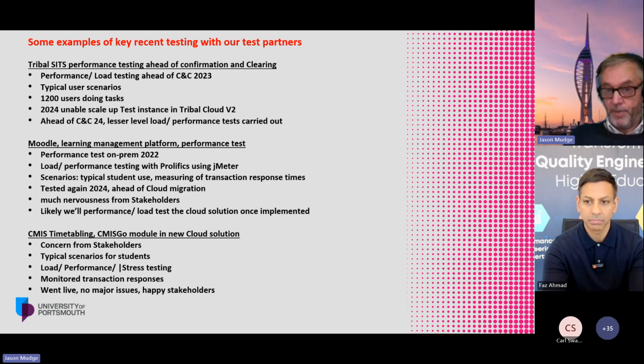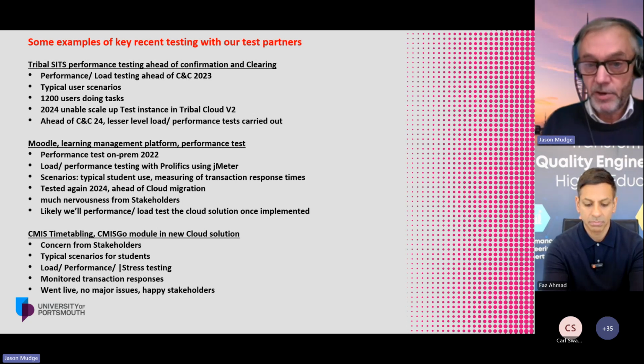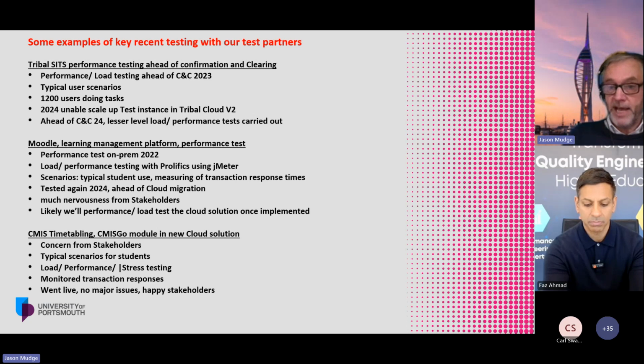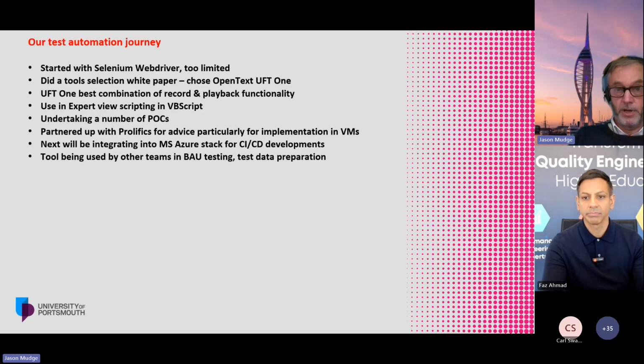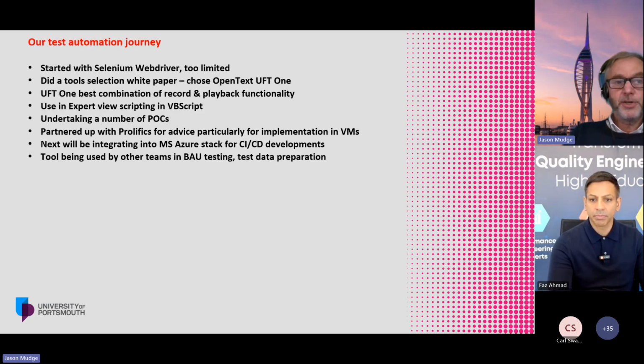And again, that partnership, because we just haven't got the resources. We can't be the experts in every single tool. We haven't got the budget to buy every single tool. So to be able to bring in specialists to do that testing with us and know that we can trust them has really been important to us. I just wanted to almost end anyway, just talking about a little test automation journey.